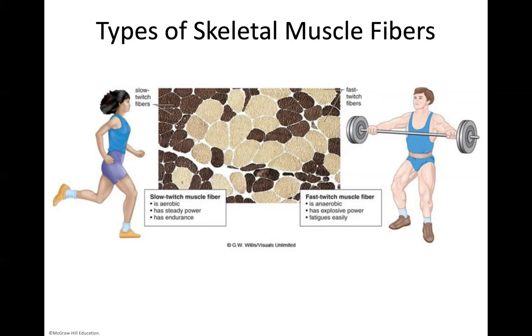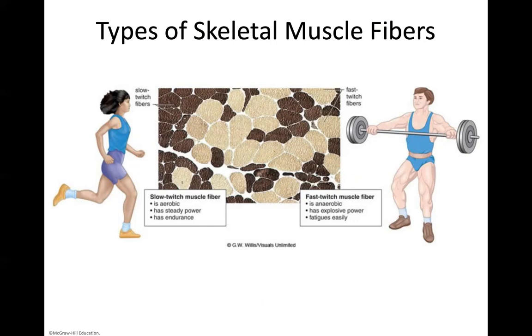So on the left, maybe there's a marathon runner. She's really got endurance because of this high concentration of slow twitch fibers. And on the right, maybe this is a power lifter, somebody who has explosive power, but will only do a couple of sets. And the skeletal muscles of an average person have about half fast twitch and about half slow twitch fibers.